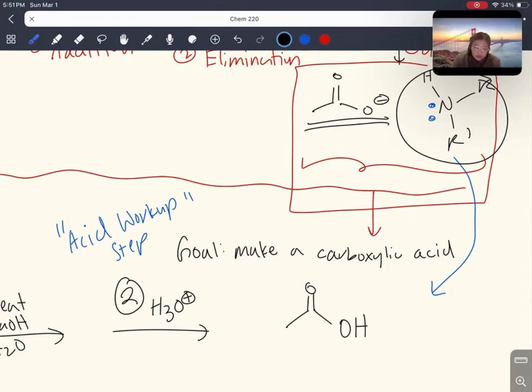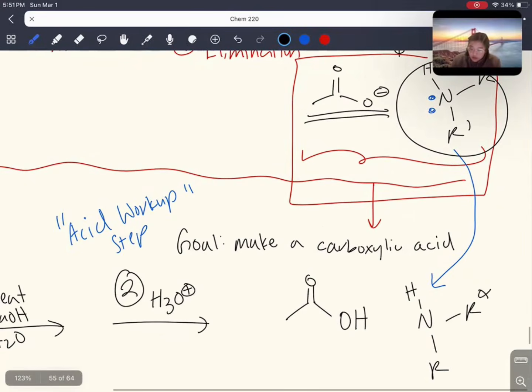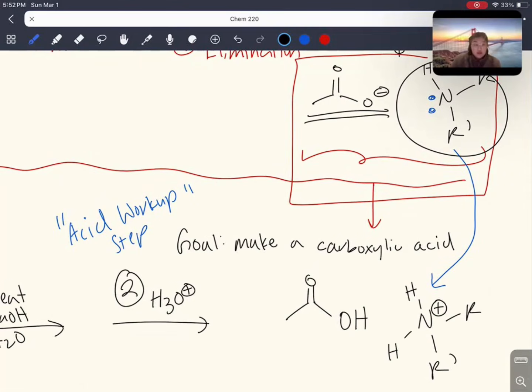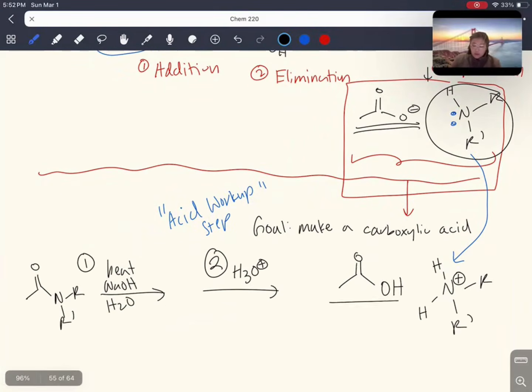You would actually have a salt form. So you would have your exact same amine group, except now it's going to have another hydrogen attached to it, and it's going to have a positive charge. So it's like you formed a salt. And so you formed your carboxylic acid, and now you have a salt.